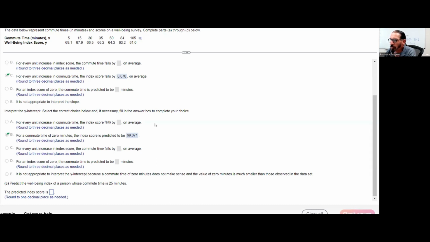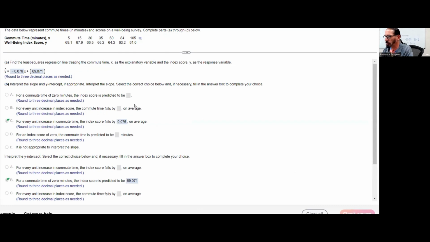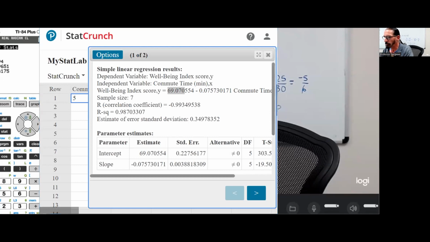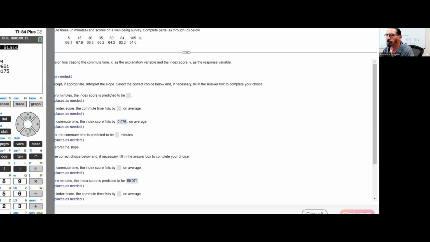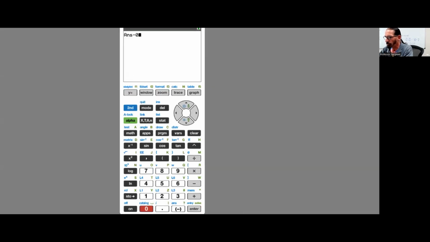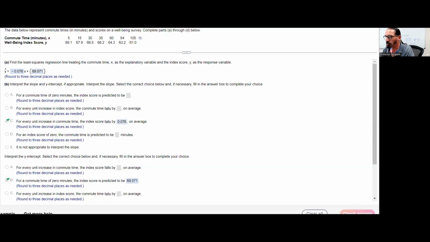Pick the well-being index of a person whose commute time is 25. Okay, so what was our equation? Sorry about that, I've got all these windows open. All right, so let's put in 25 for X. We've got negative 0.076 times 25, and we needed to add to that the 69.071.